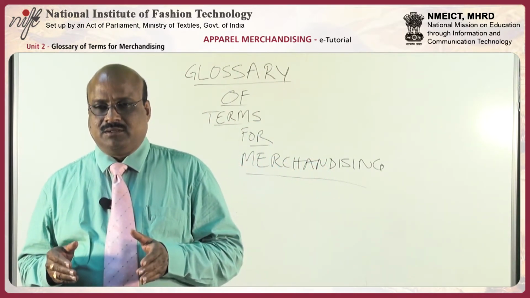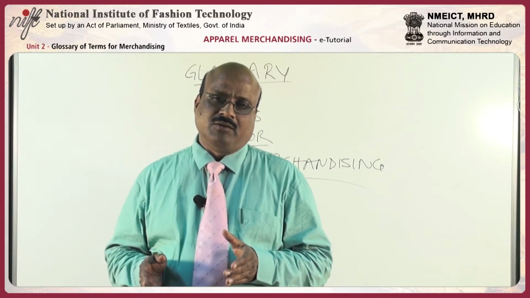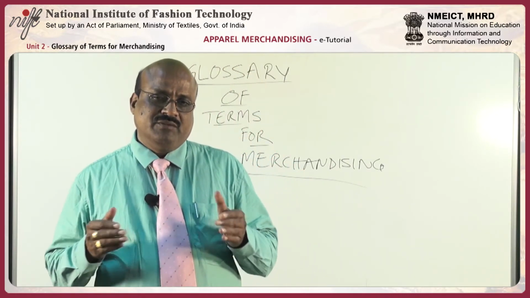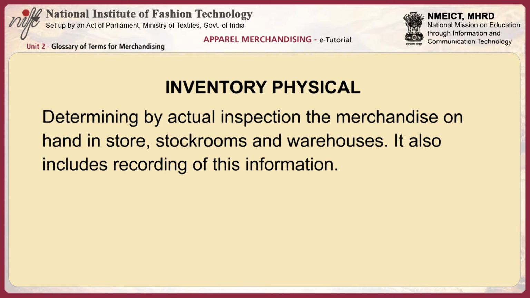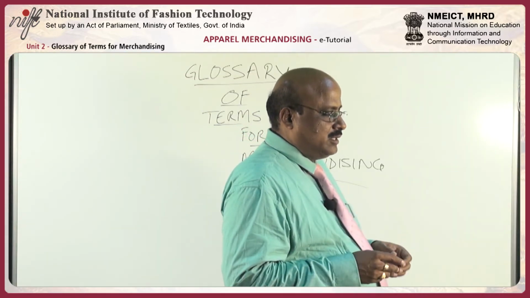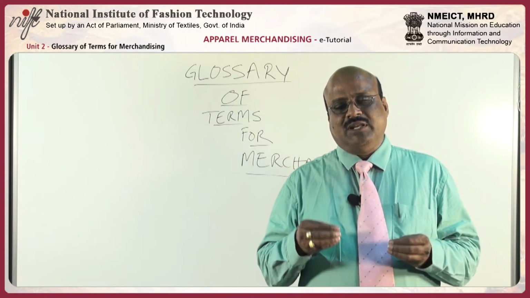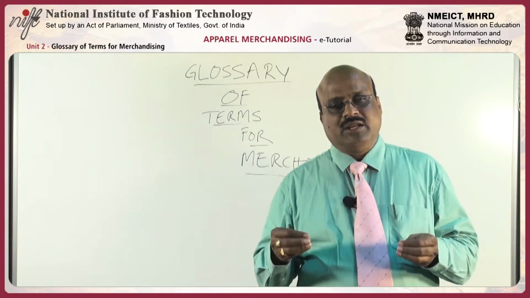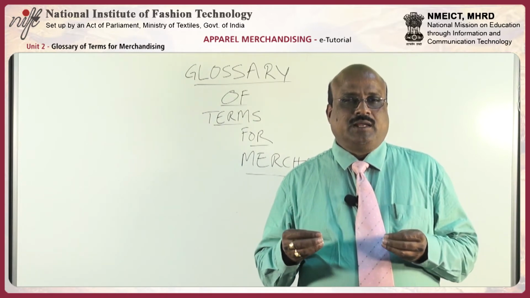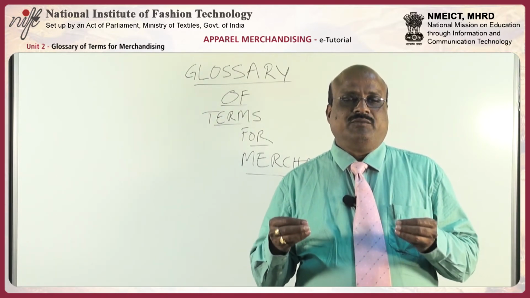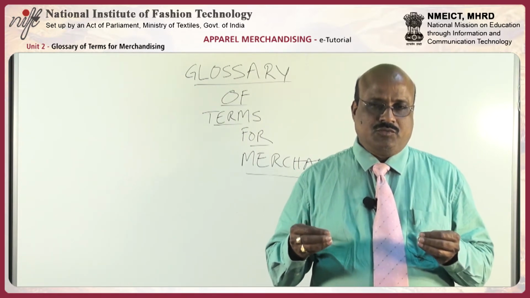Inventory physical, or physical inventory we can call it. So what is the meaning of inventory physical? Determining by actual inspection the merchandise on hand in the store, in stock rooms and in warehouses, and also recording this information. So inventory physical is physically verifying how much stock is available in the store, in the warehouse, in the stock rooms. It is an actual physical verification of stock counts.